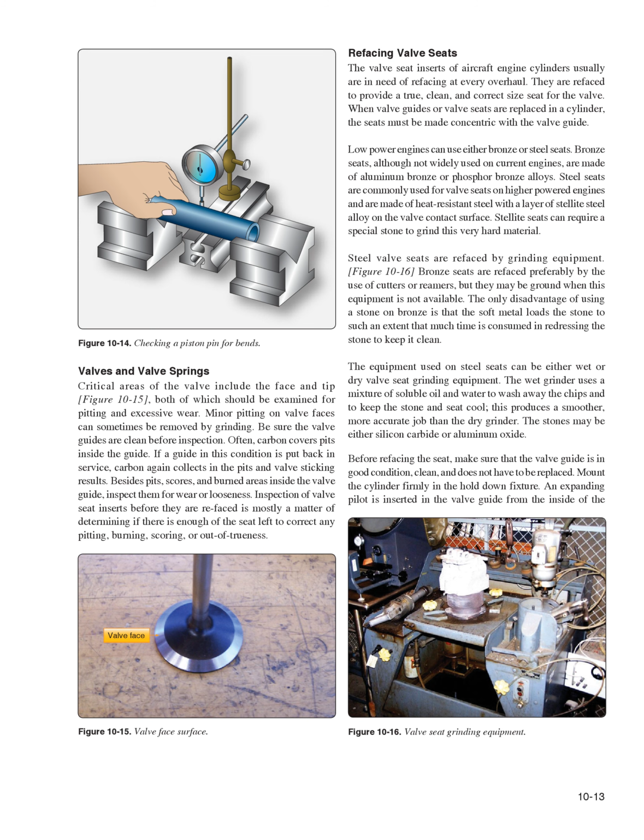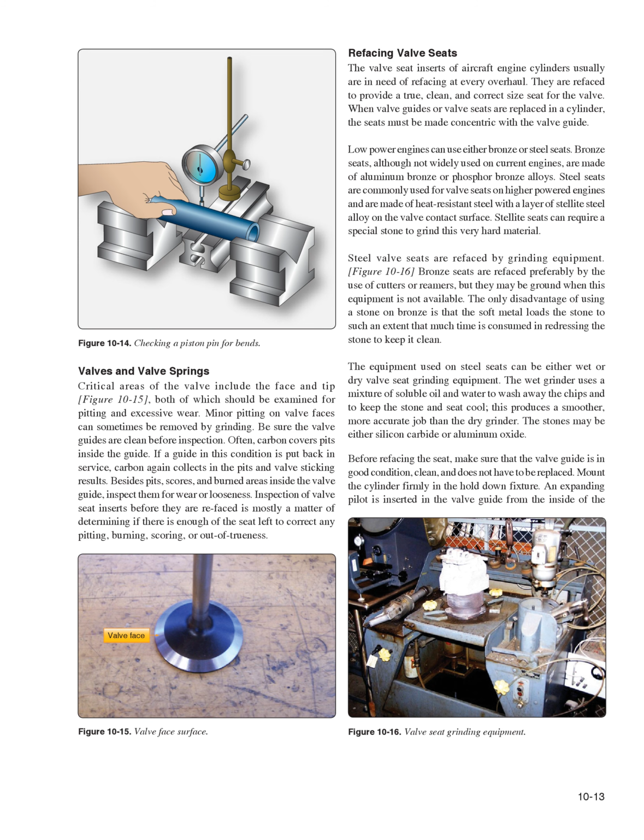When valve guides or valve seats are replaced in a cylinder, the seats must be made concentric with the valve guide. Low-power engines can use either bronze or steel seats. Bronze seats, although not widely used on current engines, are made of aluminum bronze or phosphor bronze alloys.